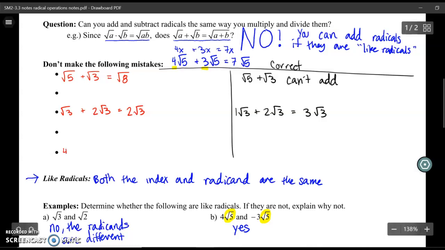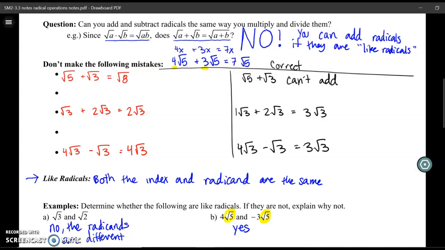Another common mistake we see is very similar to the last one. I'm going to give an example of subtraction though. Say I'm doing 4 square roots of 3 minus the square root of 3. I do have like radicals, so I can subtract. I would subtract the numbers in front of the radicals. People will often put 4 square roots of 3 on this one, for the same reason as last time: they forget that there is a 1 in front of that square root of 3. This should actually be 3 square roots of 3, because you would do 4 minus 1 to give you 3 square roots of 3.